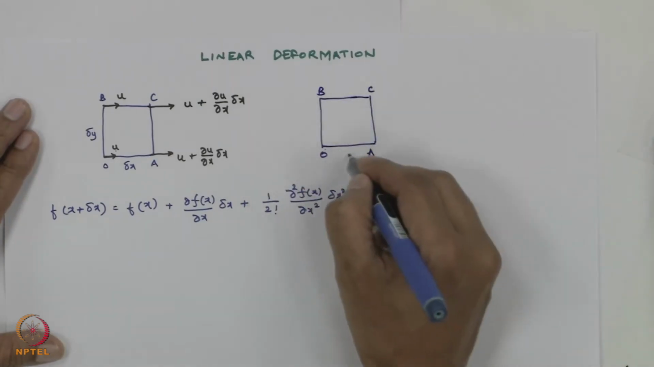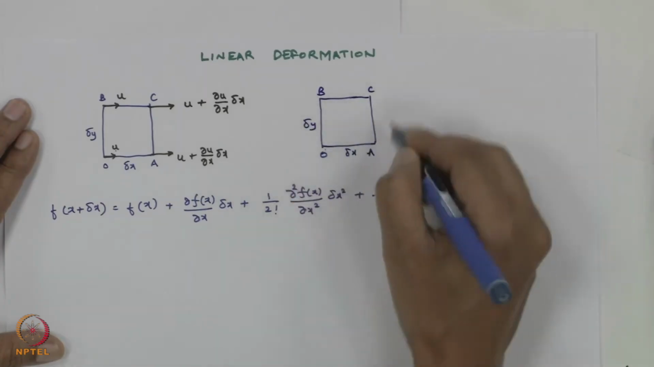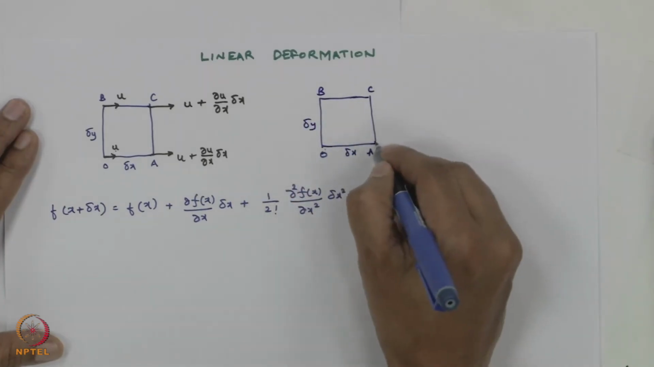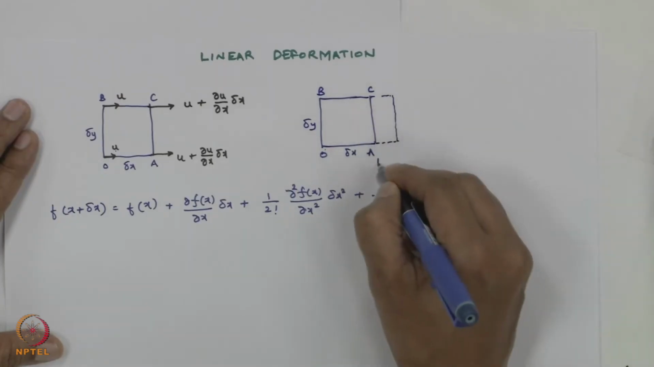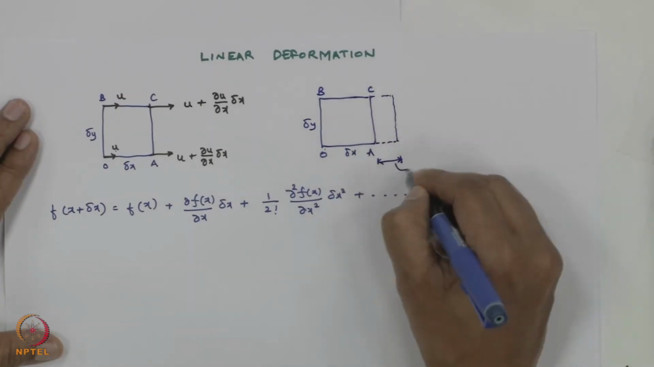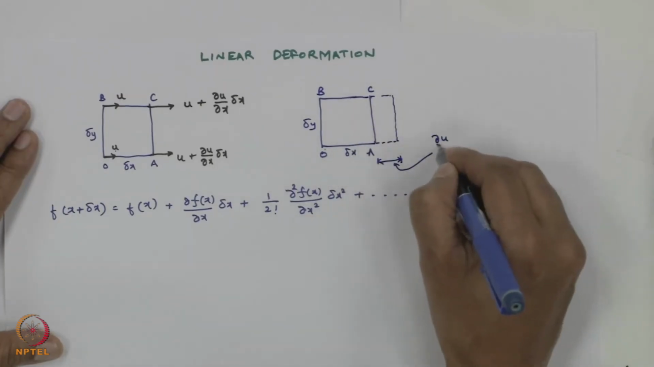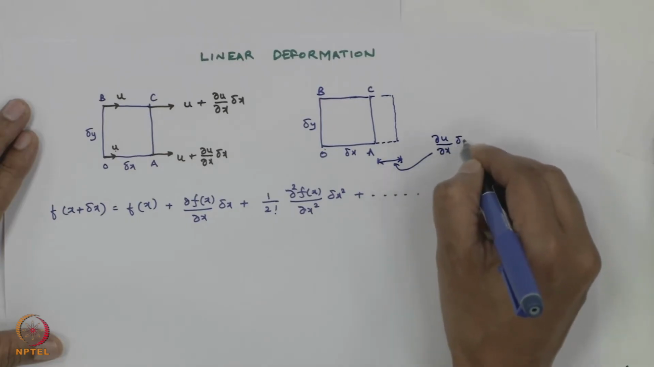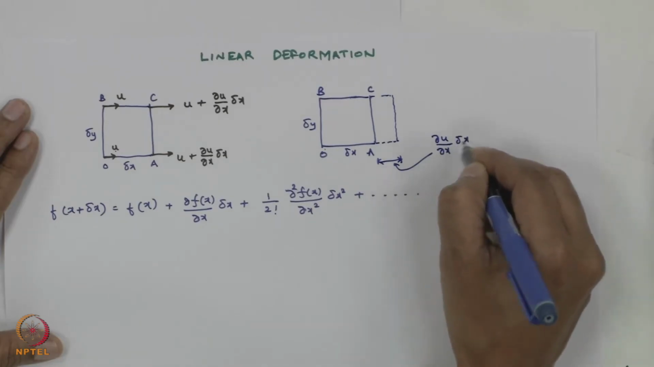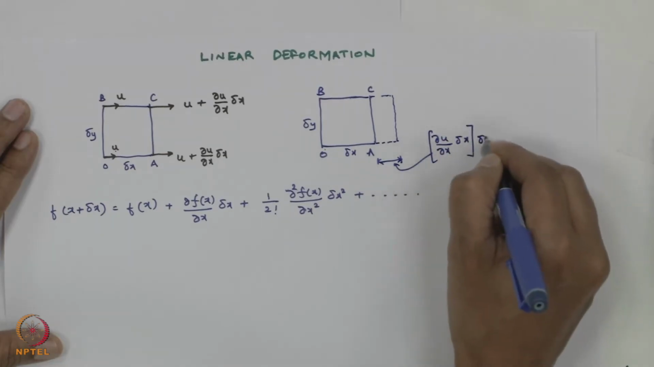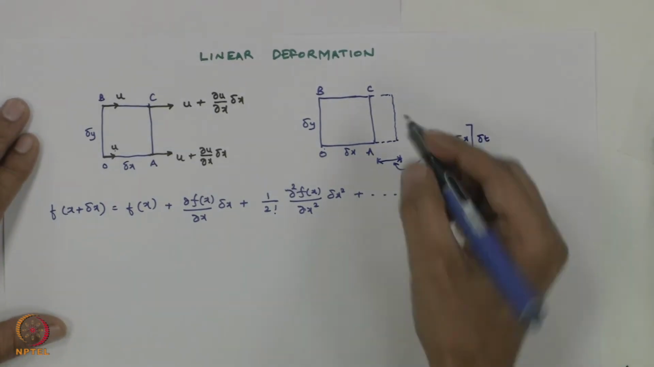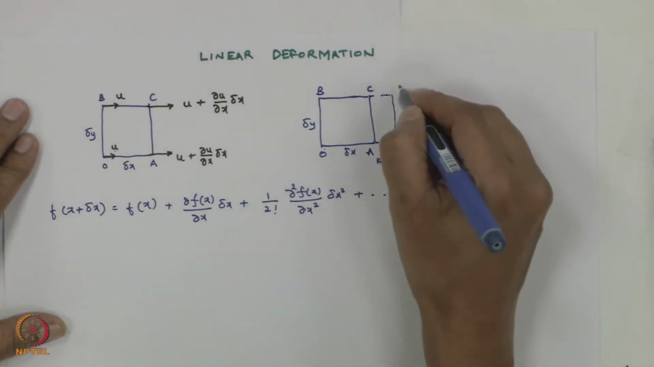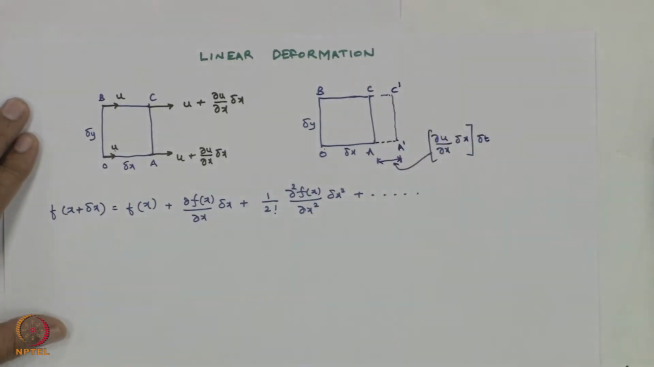It would get now stretched in the x direction by how much distance? This distance would be del u by del x into delta x into delta t. This is what it is getting stretched. So, A has become now A dash and C has become C prime.